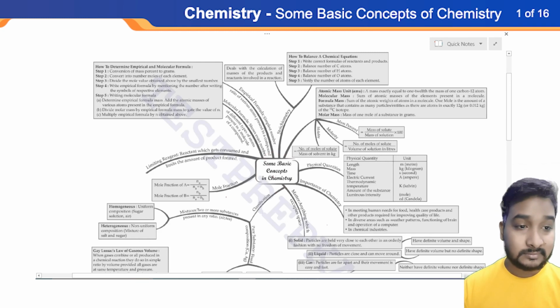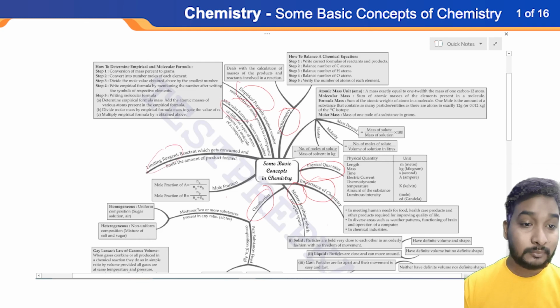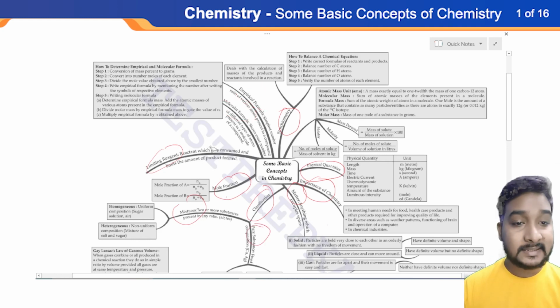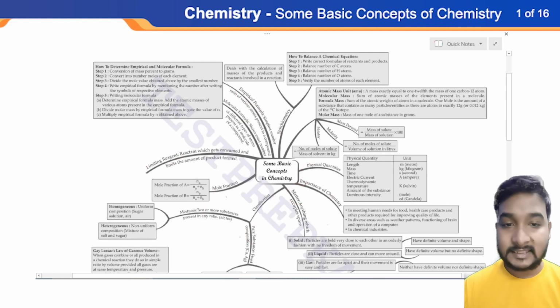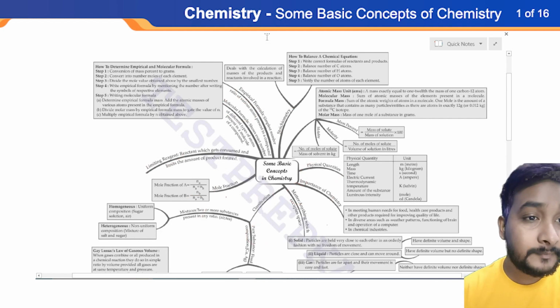We have some important subtopics here: classification, matter, importance, physical quantities, stoichiometry, empirical formula, molecular formula, right? Limiting reagent, mole fraction, the difference between mixture and pure substance, etc. Right? So we'll discuss all of them in this lecture. So let's begin. Okay, let me zoom it to you.